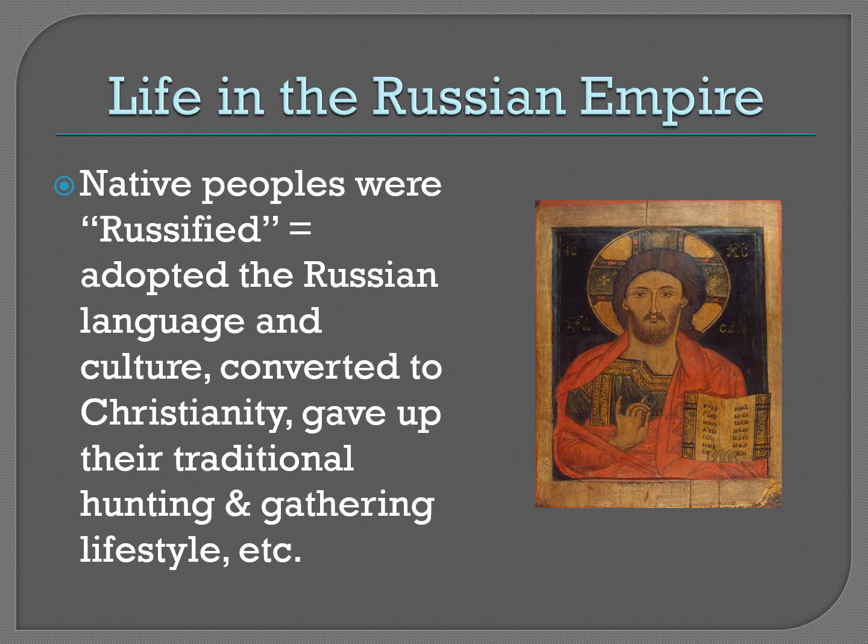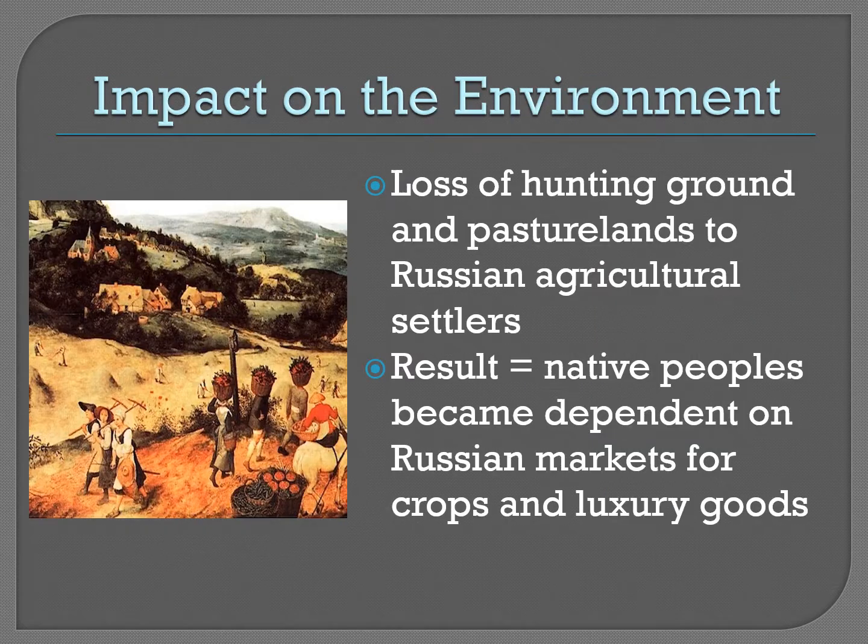Those natives who did remain ended up generally becoming Russified. And this is a term that we may come across from time to time. That means that they adopted the Russian language and culture, they converted to Christianity, gave up their traditional hunting and gathering lifestyle, etc. They assimilated into Russian culture. Of course, there are going to be some things that they kept, but in this case, in general, we would say that they became Russian. Although they may not ethnically be Russian, they became Russian. They dressed Russian. They spoke Russian. They practiced Russian culture, including Christianity. And this would be Eastern Orthodox Christianity, not Roman Catholicism. And they gave up much of their previous lifestyle.